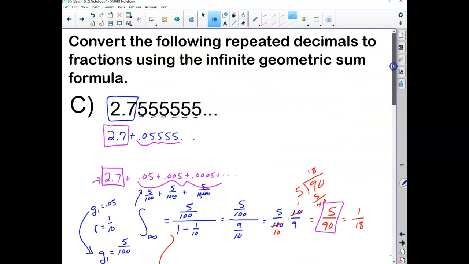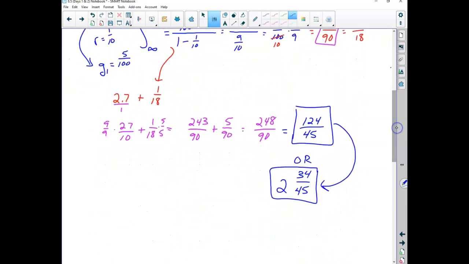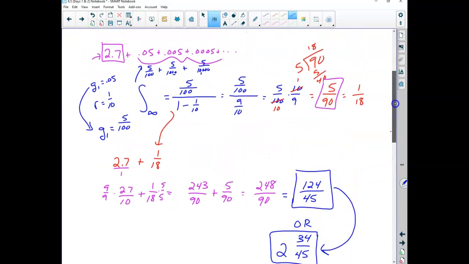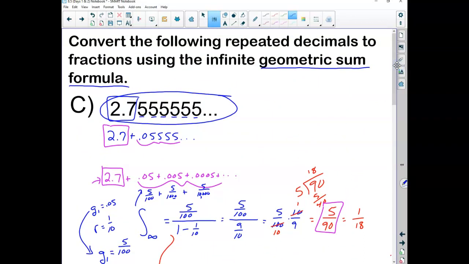Why? Because we know it's a repeating decimal. So what we did is we converted this repeating decimal into a fraction using the geometric sum formula. Well, hey, that's kind of cool. You might have been taught how to rewrite repeating decimals as fractions a different way in elementary or probably middle school. However, this is a new tool in your tool belt.